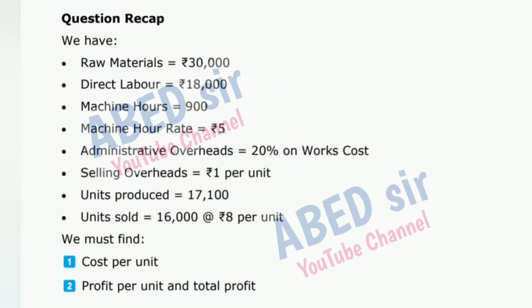Question recap. We have raw materials equal to 30,000 rupees. Direct labor equals 18,000 rupees. Machine hours equals 900. Machine hour rate equals 5 rupees. Administrative overheads equals 20% on works cost. Selling overheads equals 1 rupee per unit. Units produced equals 17,100. Units sold equals 16,000 at 8 rupees per unit. We must find 1. Cost per unit, 2. Profit per unit and total profit.